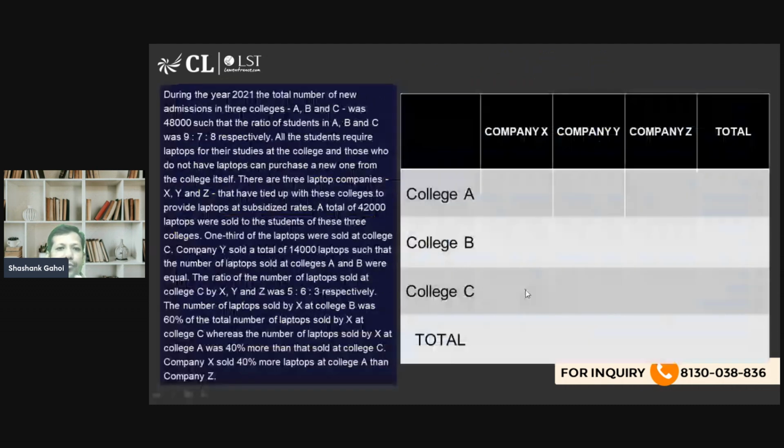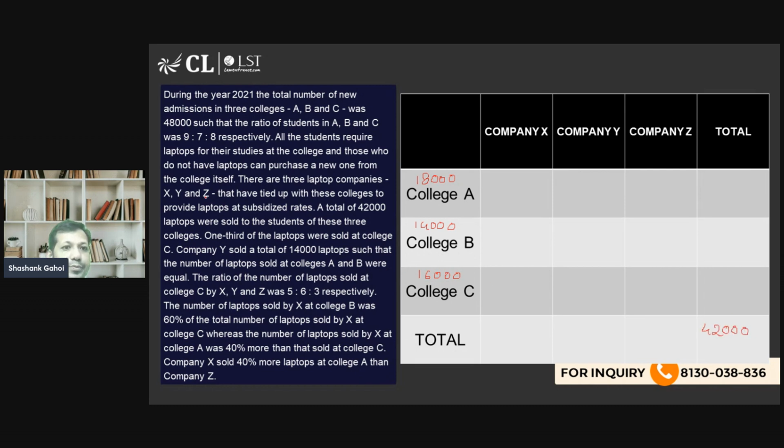Now let's see. I have already drawn a table over here. So let's try to solve this and put all the values in the table, and we'll understand what the question is. So overall, I'm going to get 18,000 over here. Then in college B, it is 14,000. In college C, it is 16,000. That is the total number of students. Total number of laptops sold is 42,000. That's what is given to us.